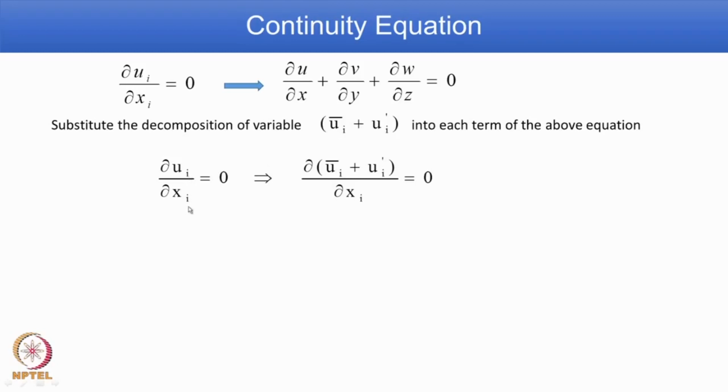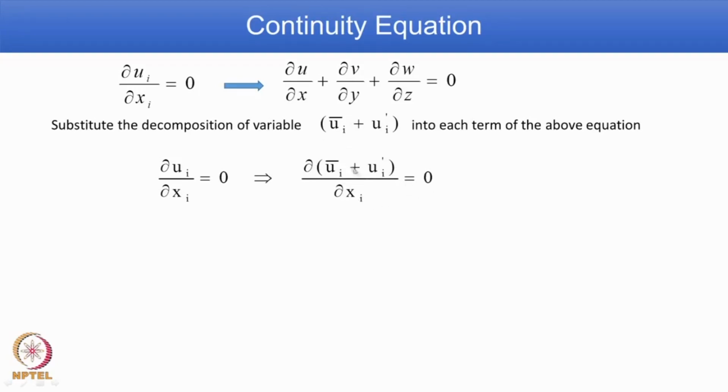So, dou u_i by dou x_i equal to 0. If you substitute u_i, which is now in turbulent flow, is interpreted as the instantaneous quantity. So, dou u_i by dou x_i equal to 0, the continuity equation, is very generic. When you apply it for turbulent flow, you interpret that velocity as an instantaneous velocity. So, dou u_i by dou x_i equal to 0, you apply the decomposition for the velocity u_i as shown here, that is u_i bar plus u_i prime, and divide by dou x_i equal to 0.